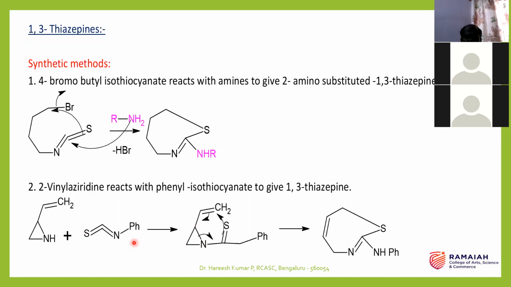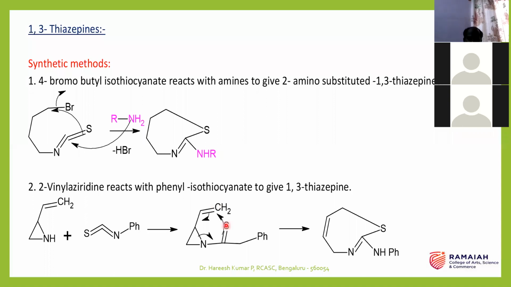Of course, initially there will be a bond formation between this sulfur and nitrogen, forming a thioamide. How will it form? Maybe the lone pair or bond pair present on the nitrogen can react with this electron-deficient carbon, forming a thioamide. Later on, you know that Cope rearrangement, or 3,3 sigmatropic rearrangement. So this is a 3,3 sigmatropic rearrangement: 1, 2, 3, 1, 2, 3.